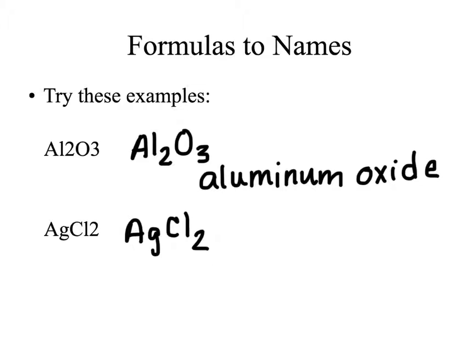And now I have AgCl2. Ag, although commonly mistaken with gold, is actually silver. Silver always has a charge of +1, and then you have Cl, which is chlorine, so this is silver chloride.